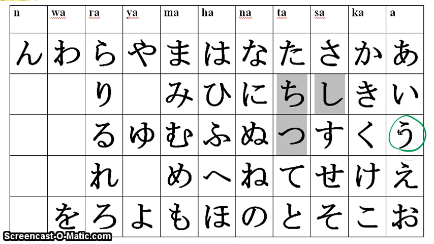This is the vowel sound u. This is the hiragana u. So going across, all of these end with the sound u. Ku, su, tsu, nu, hu, mu, yu, and ru.